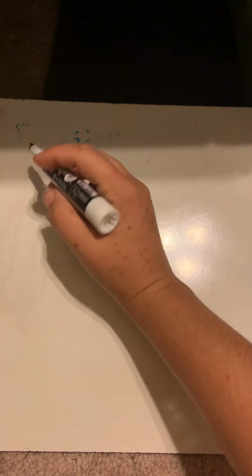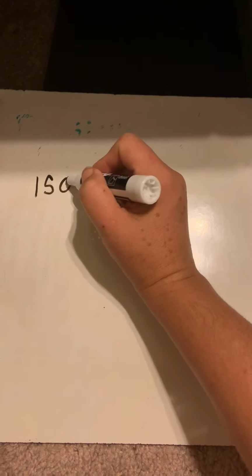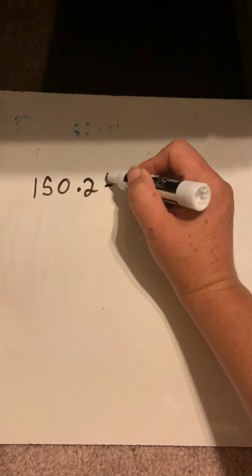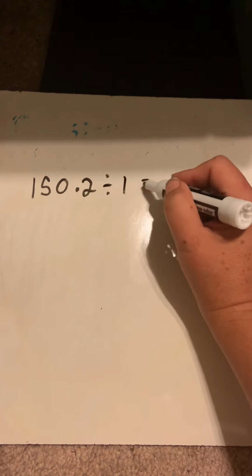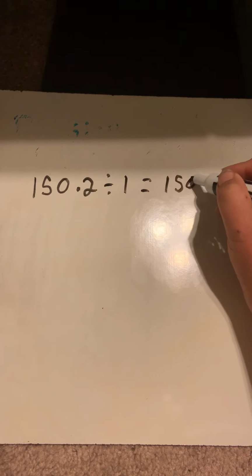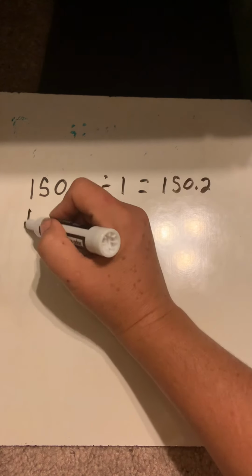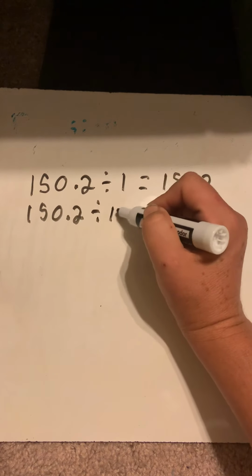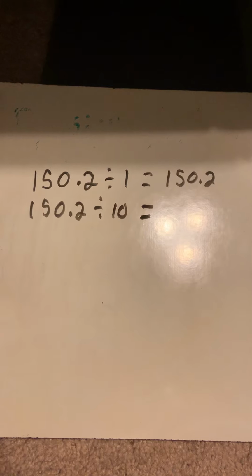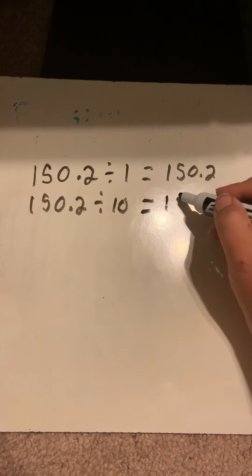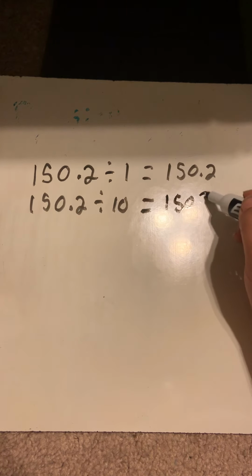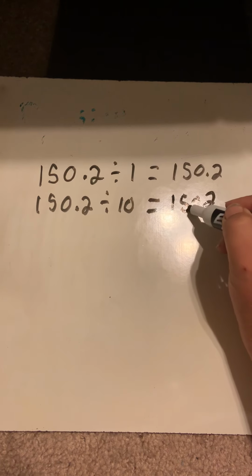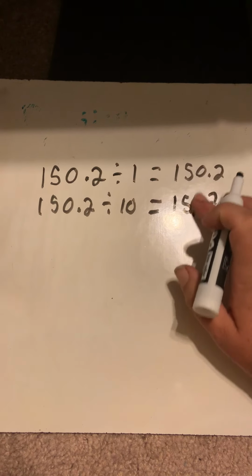Board up, okay. 150 2/10, and I'm going to start by dividing it by 1. I'd get 150 2/10. 150 2/10 divided by 10. Well, I know I'm going to shift my decimal to the left 1 spot. It was here, so it needs to go right here. I should have saved it some room.